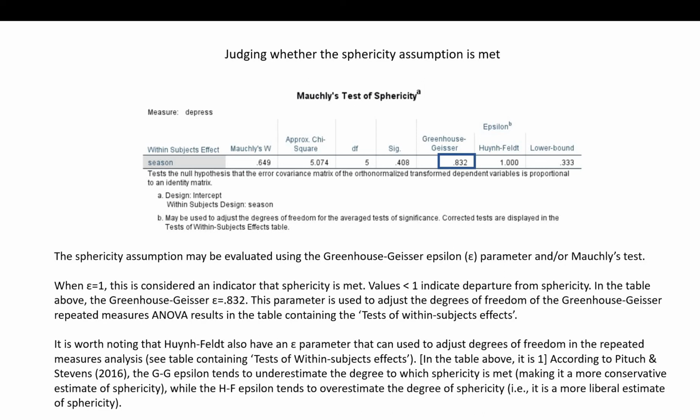Now it's also worth noting that the Huynh-Feldt also has an epsilon parameter, which is this right here, and this one is a little bit more liberal when it comes to evaluating the presence of sphericity. So the Greenhouse-Geisser epsilon parameter tends to underestimate the degree to which sphericity is met, which makes it a more conservative estimate, whereas the Huynh-Feldt epsilon tends to overestimate the degree of sphericity, making it a more liberal estimate.